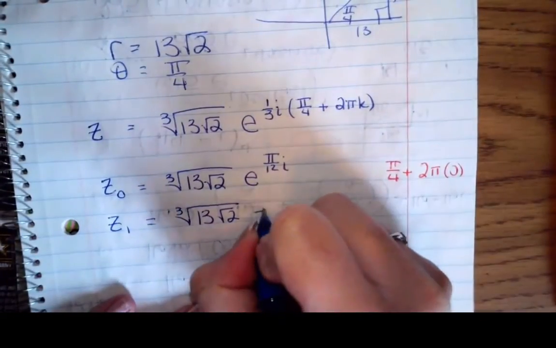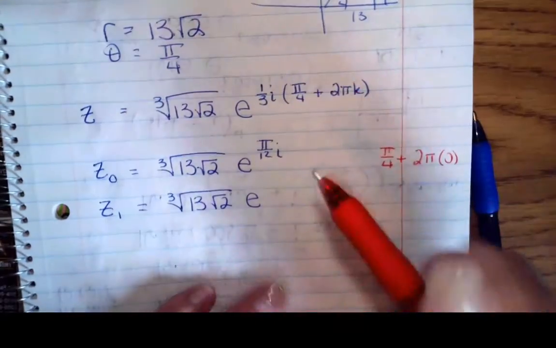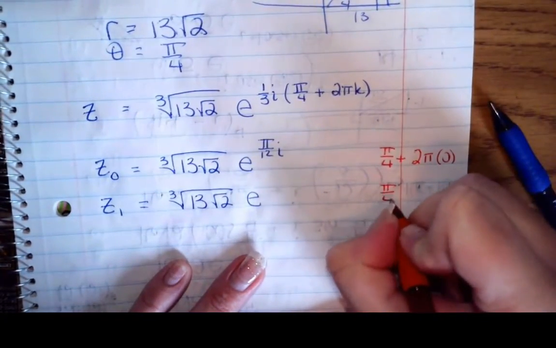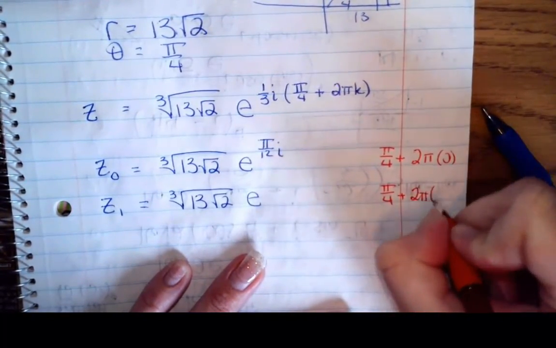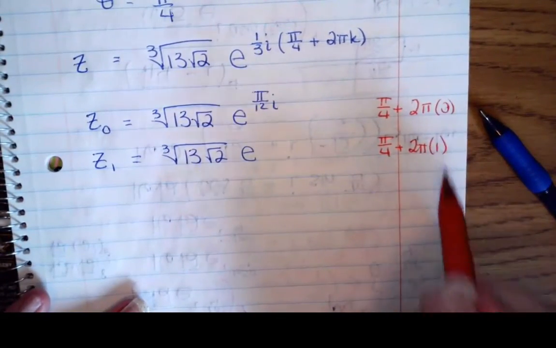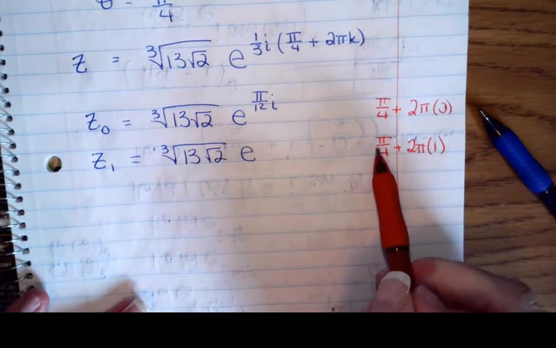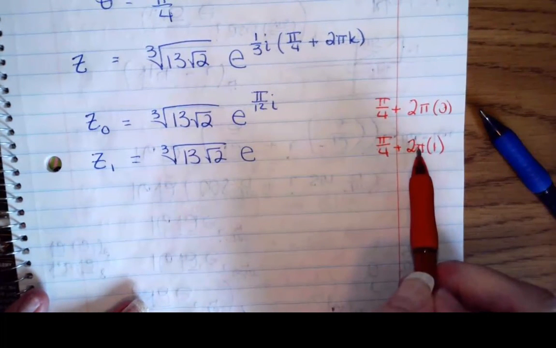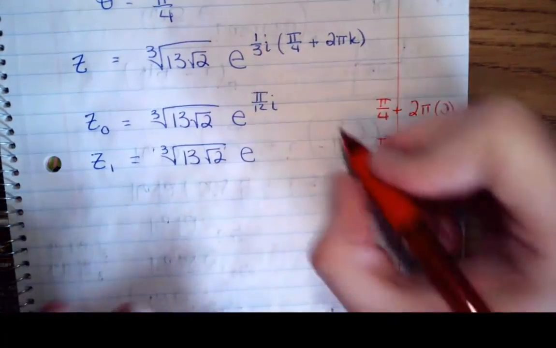And then I have e to the, and now I need to know what my exponent is. So I've got pi over 4 plus 2 pi times 1. So I've got a 0, a 1, and I'm going to do a 2. So pi over 4 plus 2 pi's is pi over 4 plus 8 pi's over 4, which is 9 pi's over 4.